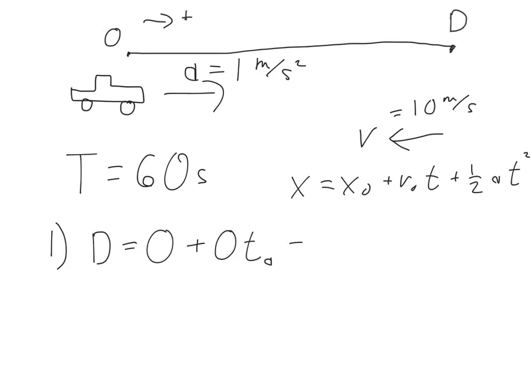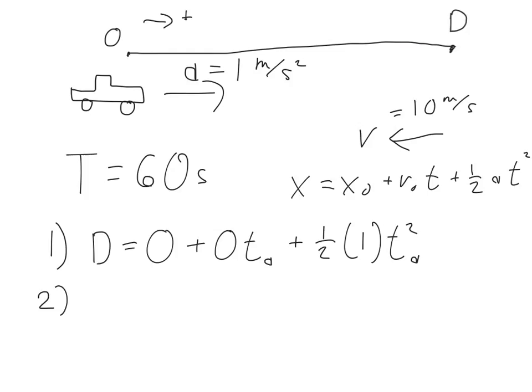and then we have 1/2 the acceleration of positive 1 meter per second squared, times the time squared during acceleration. Okay. So in this equation we have two unknowns, the distance we're solving for and the time, which we don't know. So we need more information, but we also need to describe the second phase.